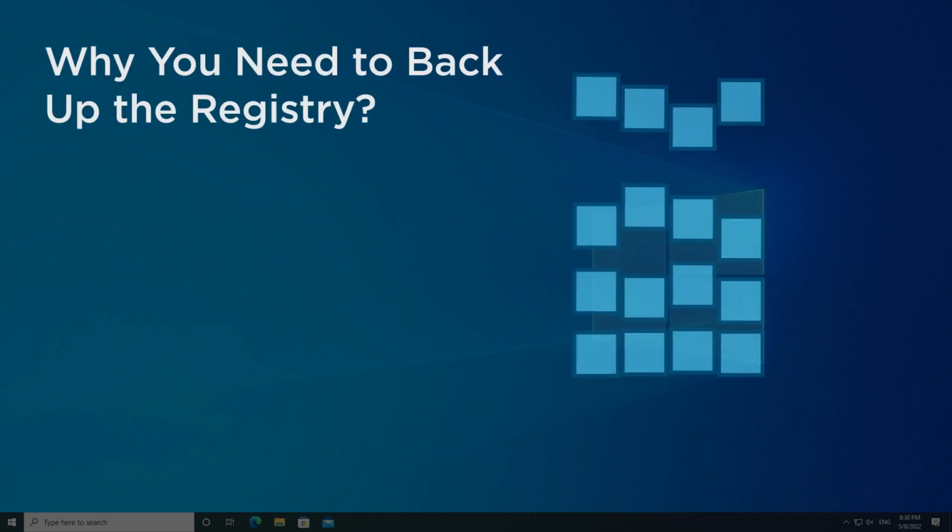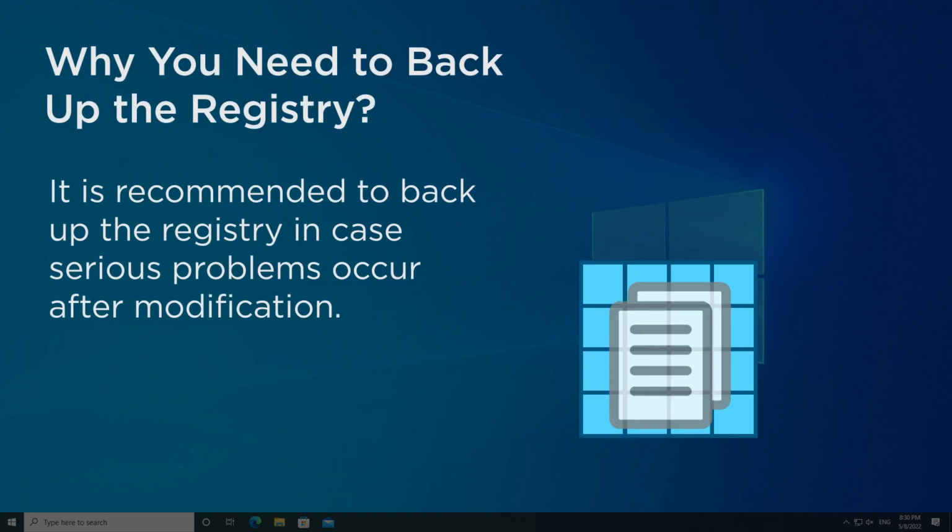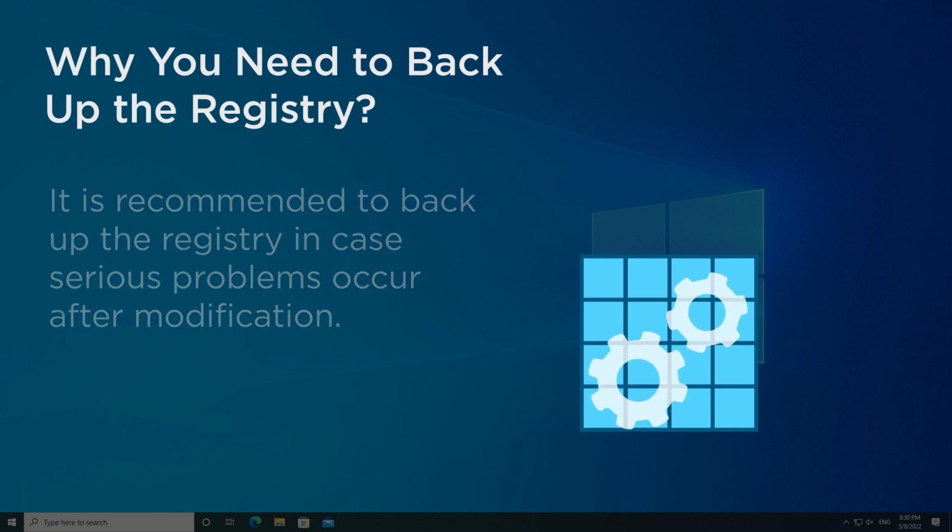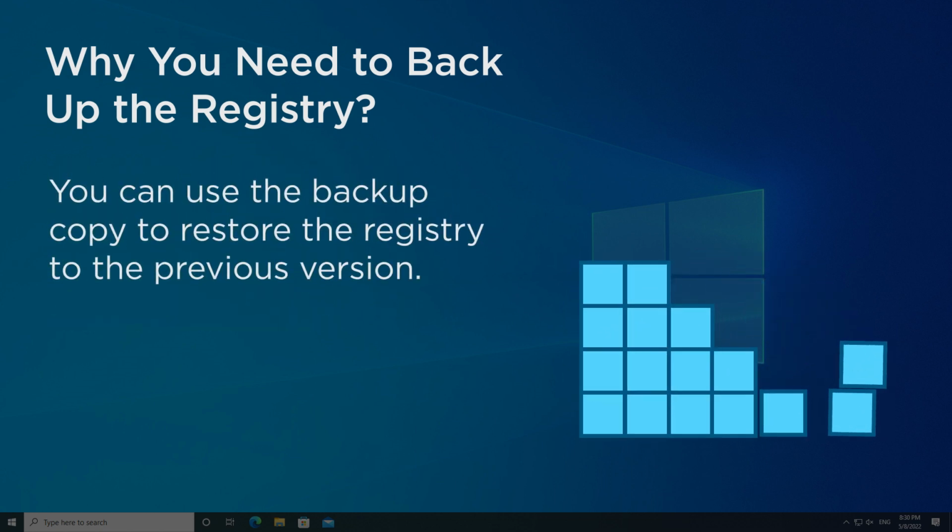If the registry in your computer needs to be modified to fix issues, it is recommended to back up the registry in case serious problems occur after modification. If necessary, you can use the backup copy to restore the registry to the previous version. This video demonstrates how to back up and restore the registry in Windows.